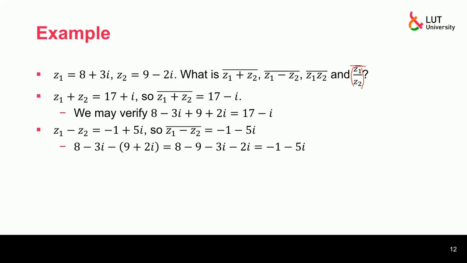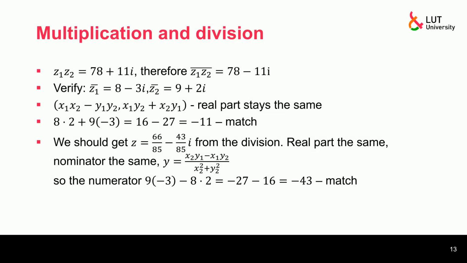So you don't mix it with the complex conjugate of Z1 divided by Z2. Multiplication and division. Similarly, we should have 78 minus 11i for the complex conjugate product. So let's see, 8 minus 3i, 9 plus 2i. The real parts still stay the same because there's no change in the real parts. So let's recalculate the imaginary part: x1 times y2, 8 times 2, plus x2 times y1, 9 times minus 3. We get 16 minus 27, which is minus 11, which is what it should be.